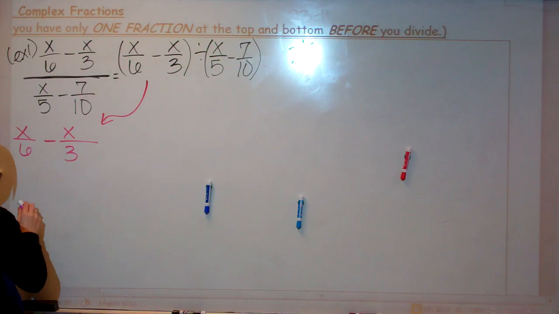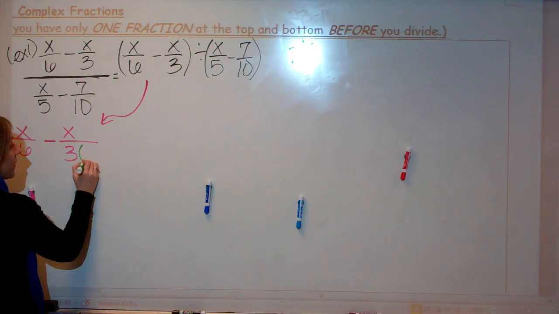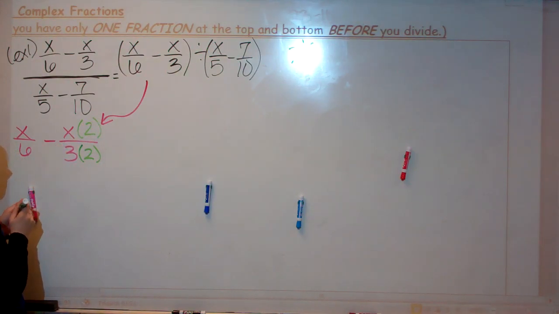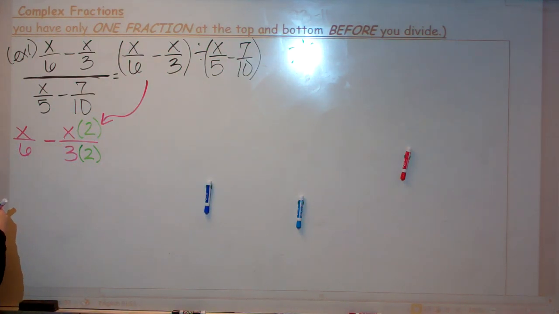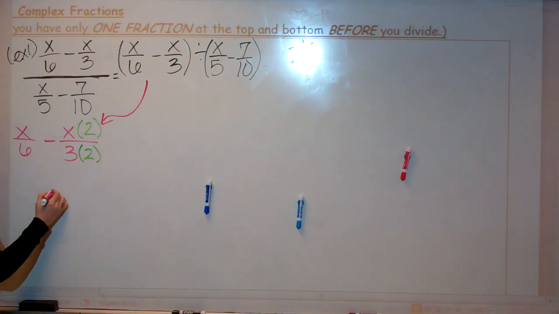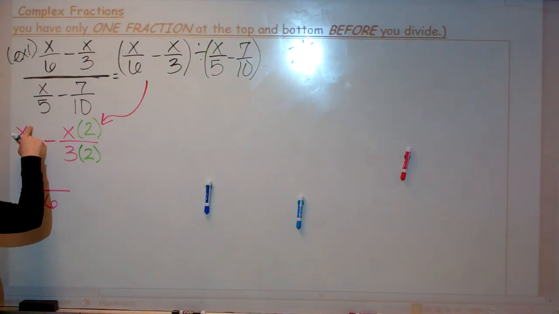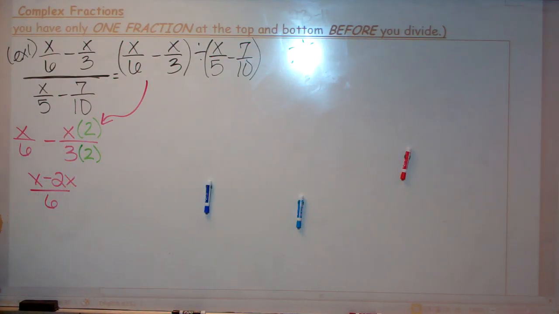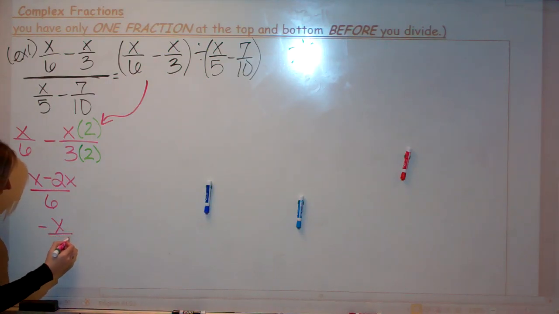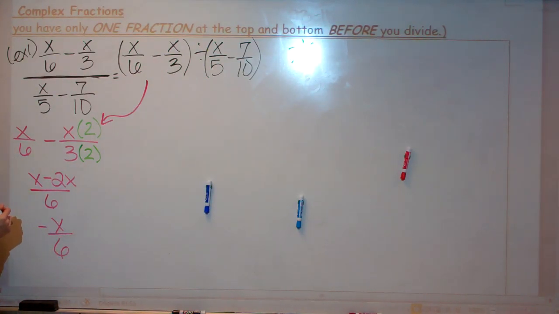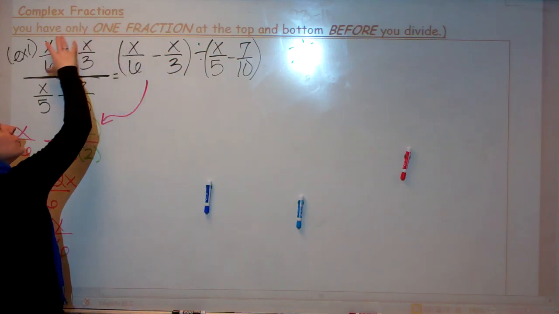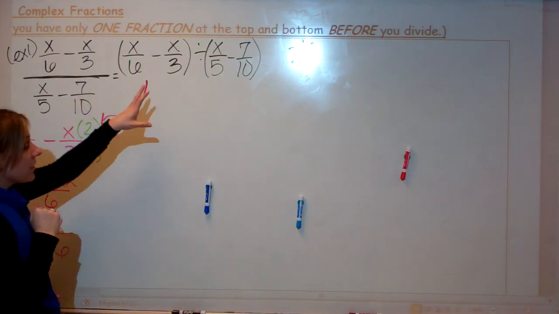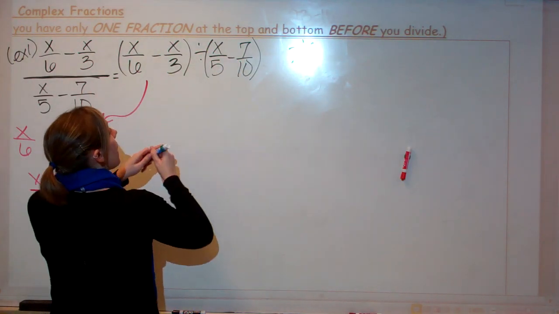Our common denominator would be a 6. So that means we need to multiply the bottom by a 2. Therefore, we have to multiply the top by a 2. Okay, when we do that, we'll get 6 as the denominator. And then we'll get x minus 2x, which gives us negative x over 6. Okay, so we look at this one, the numerator, and we work it out to just a regular fraction. All right, then we do the same thing for the denominator.